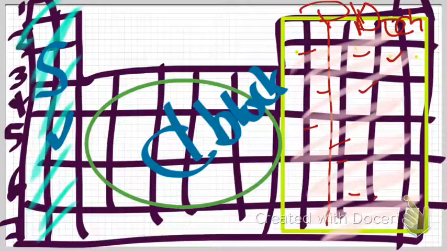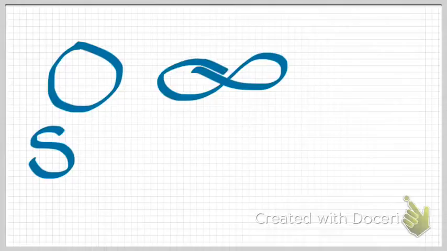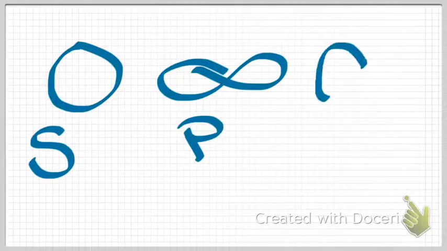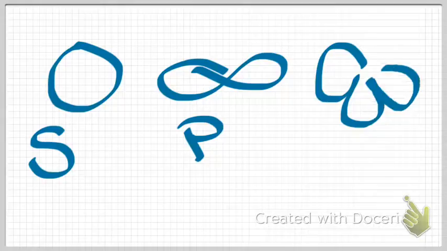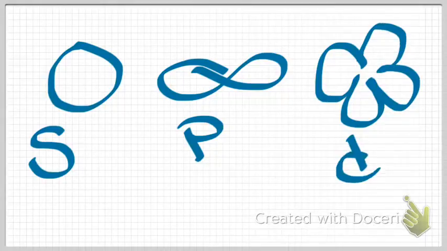Be ready to sketch me an s orbital. Here's you an s orbital. Here's you a p orbital. Here's you a d orbital. It really kind of looks like a 4-leaf clover. And an f orbital looks like a flower. It's got 7 lobes on it. Be ready to sketch those. See ya.